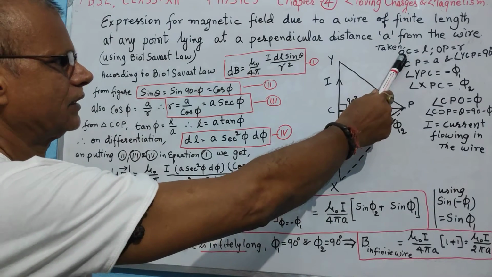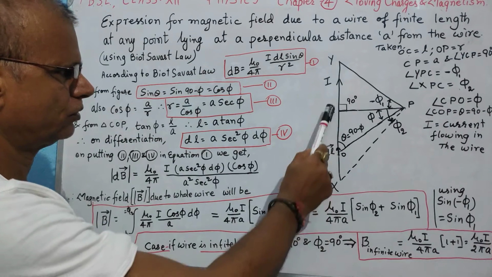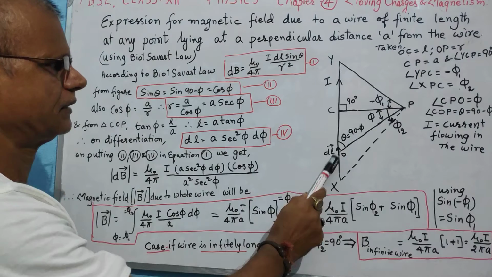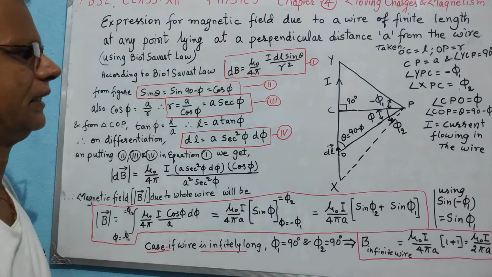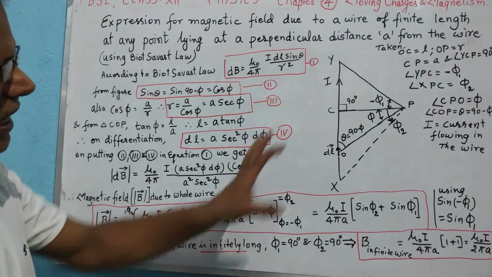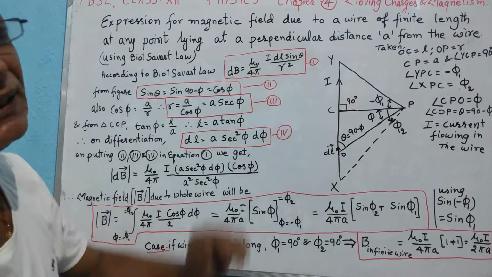Okay, we have taken any point O on the wire such that OC is equal to small l. This length OC is a small l. I haven't shown the length in the diagram directly because it complicates the picture.